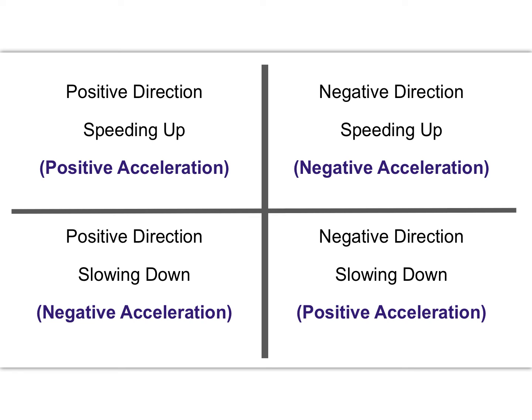At the bottom on the left-hand side, if we have a positive direction but the object is slowing down, that is negative acceleration. And here's the one, and we'll talk a lot more about this later, that's sometimes a little hard to wrap your head around. If we have an object that's moving in a negative direction and it's slowing down, that's a positive acceleration. I want you to think about this.